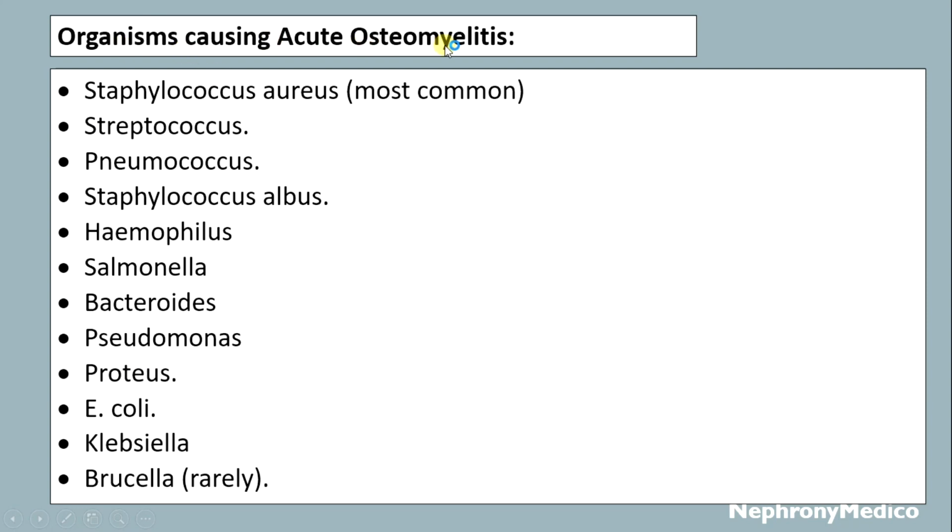Organisms causing acute osteomyelitis. Staphylococcus aureus, which is the most common organism. Streptococcus, pneumococcus, Staphylococcus albus, hemophilus, salmonella, bacteroides, pseudomonas, proteus, E. coli, klebsiella and brucella, which is rare.